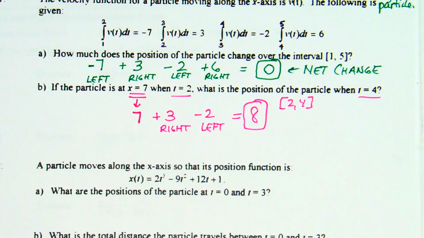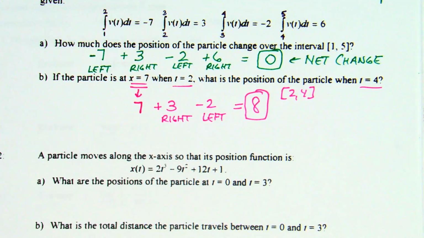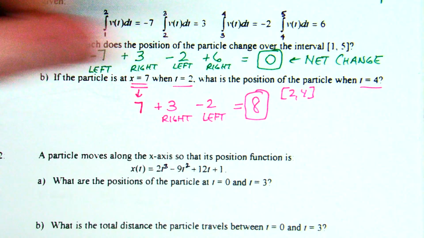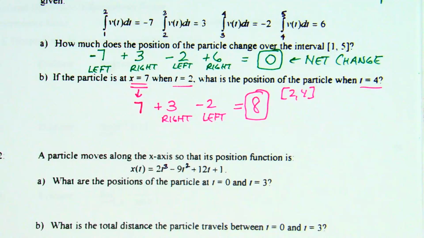A particle moves along the x-axis so that its position function is x of t equals 2t cubed minus 9t squared plus 12t plus 1. Can you guys read those exponents? Yeah, 2t cubed minus 9t squared plus 12t plus 1. Okay, so what are the positions of the particle at t equals 0 and t equals 3?